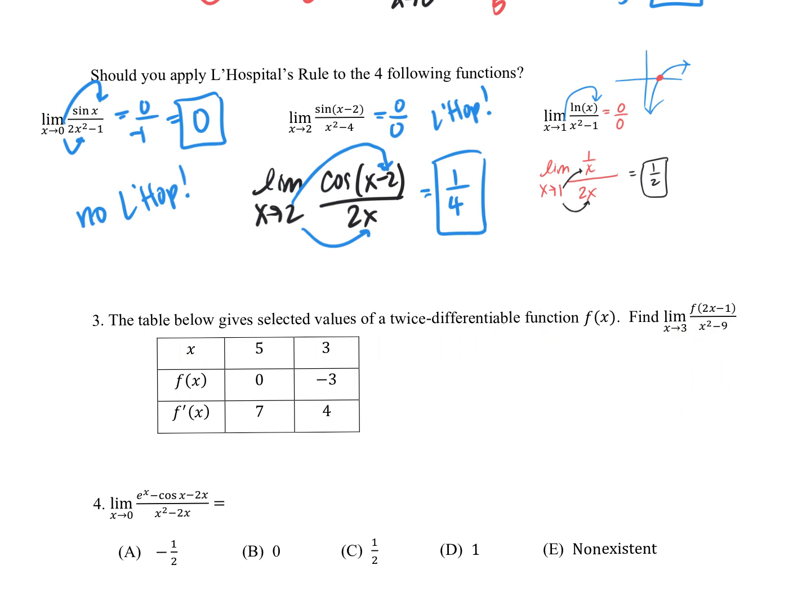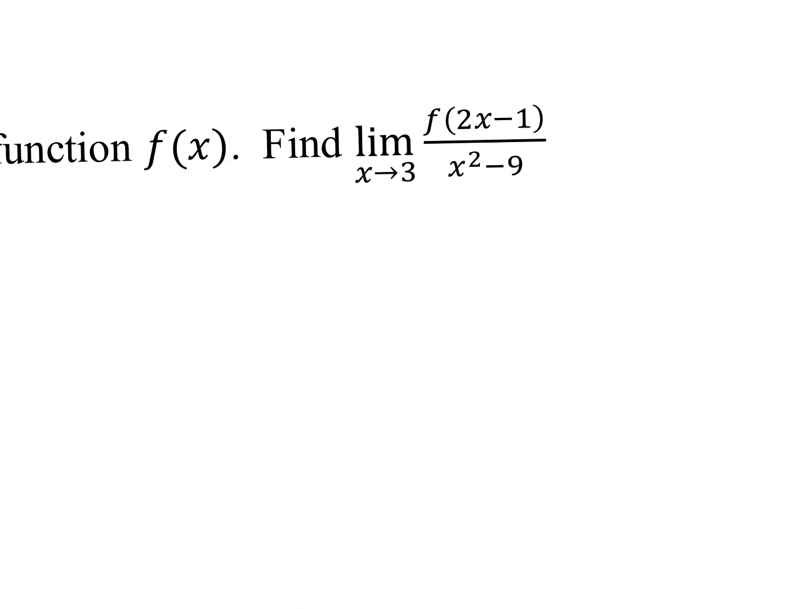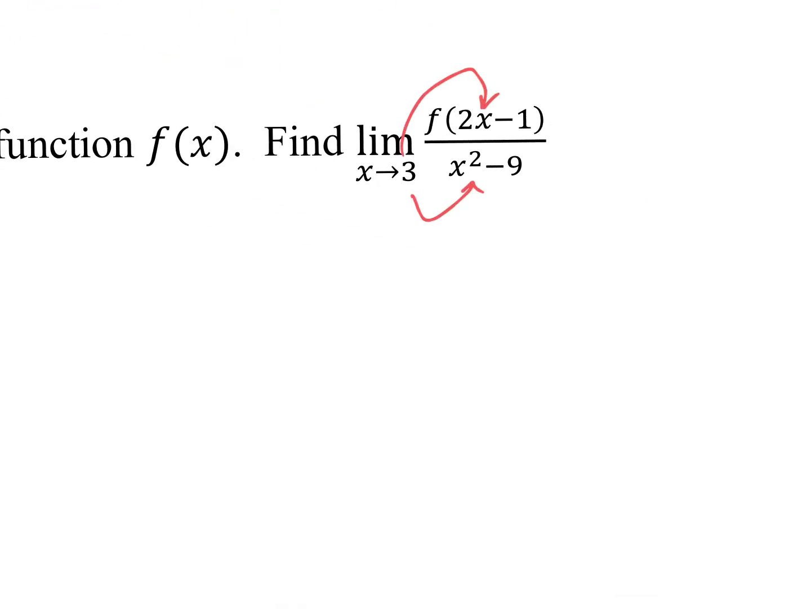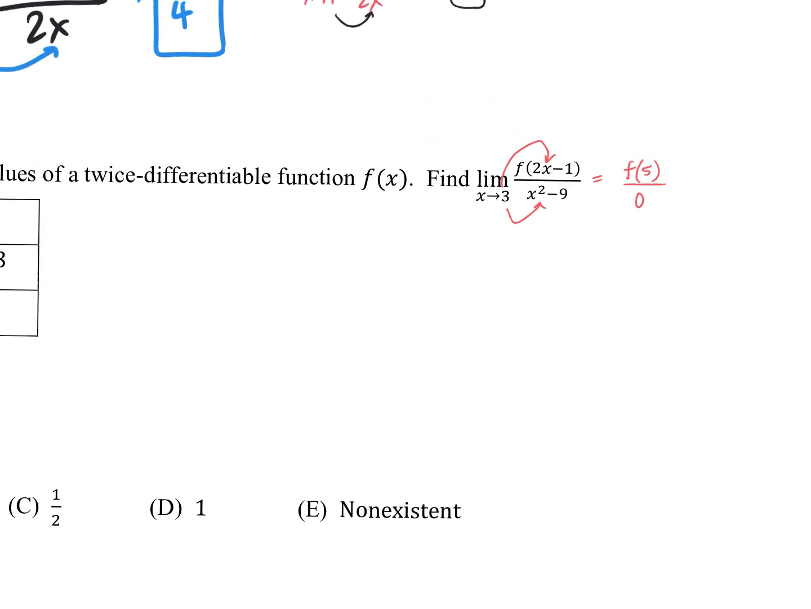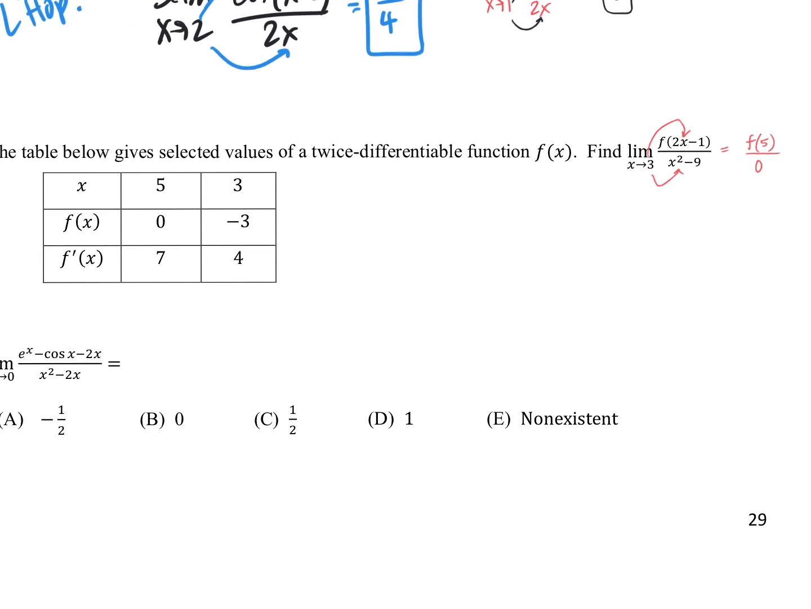So then this guy says the table below gives values of a function. Find the limit as x approaches 3. You guys, before we even look at a table, we always just say, okay, I'm just going to plug this in. We always plug in first. What would that get me up top? F of, what's 2 times 3 minus 1? 5 over 3 squared minus 9? 0.